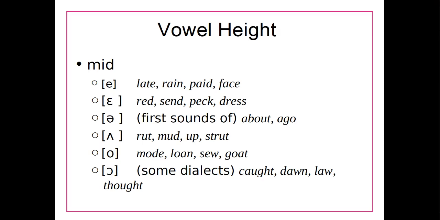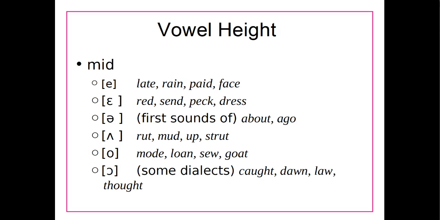This here, you may have seen before and may have heard it called the schwa. This is the first sound we have in about or ago. It's a very short, abbreviated vowel sound, pretty much the most neutral mid-vowel sound you can have. Then we have this, represented by a kind of upside-down V. You hear it in rut, mud, up, or strut.